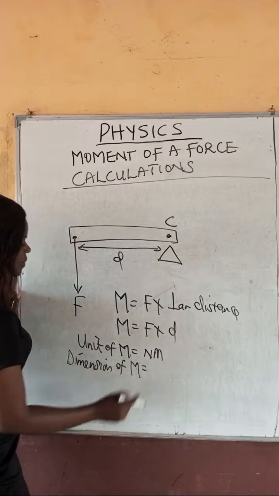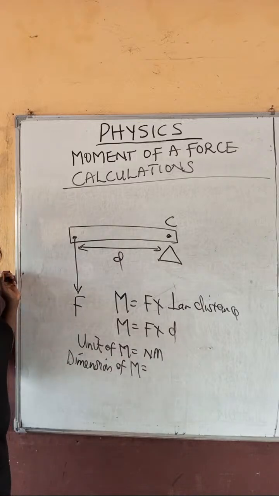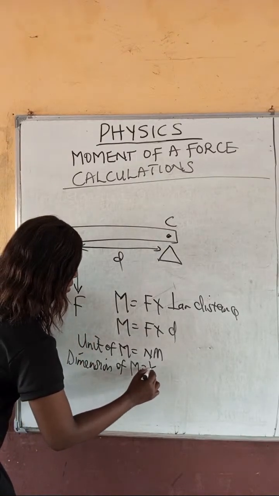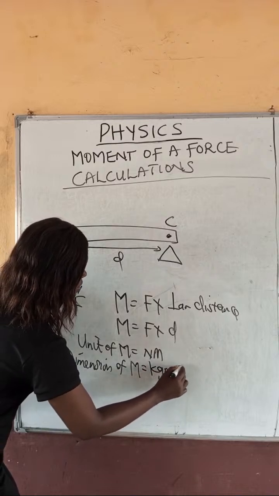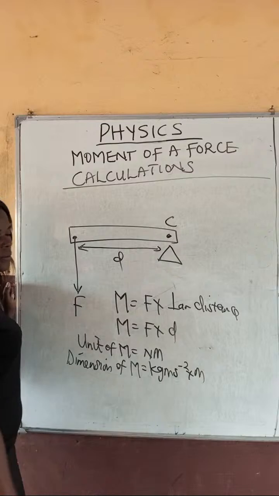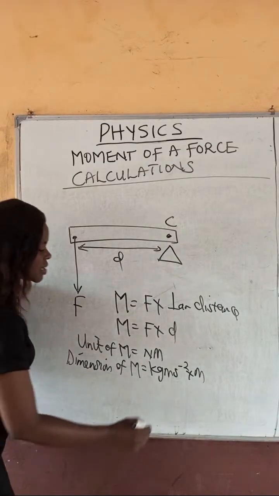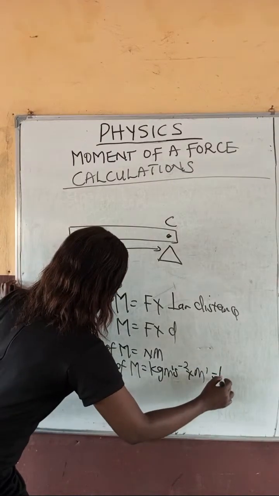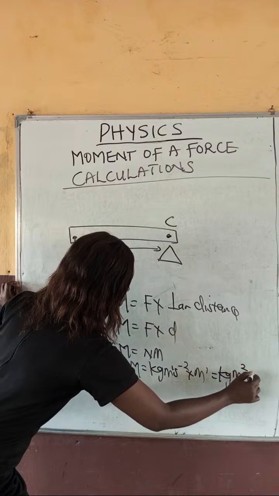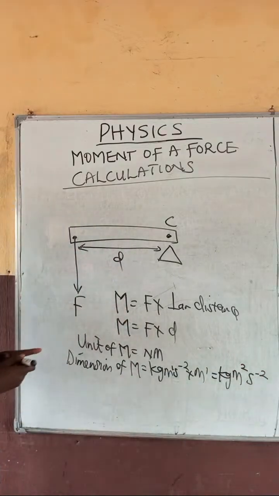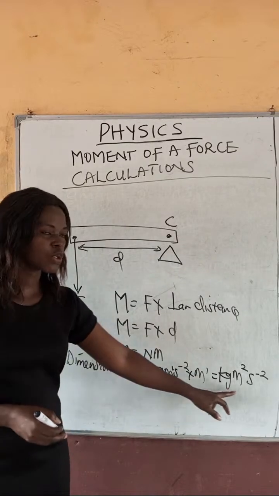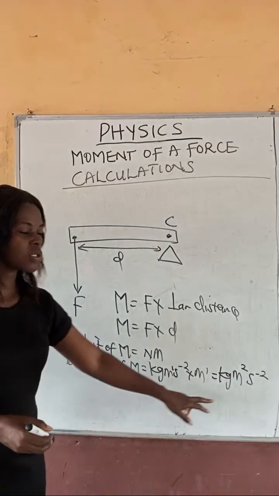So if I say the dimension of moment, remember that Newton is a force. Our unit of force is also the same thing as kilogram meters per second square. So I can just say kilogram meter per second square times meter. Using the law of indices, I'm going to bring them together, giving kilogram meter square per second square.